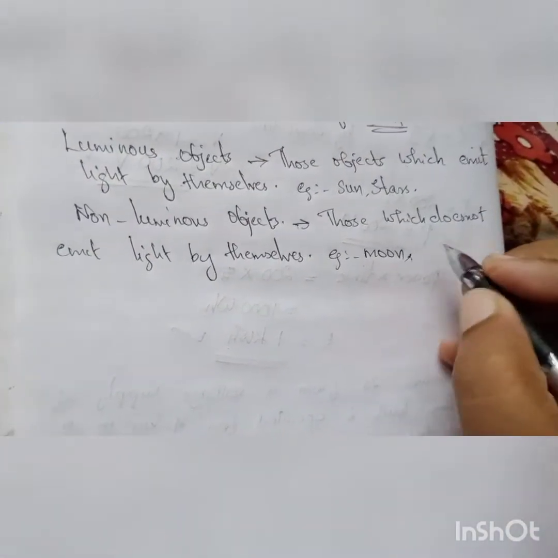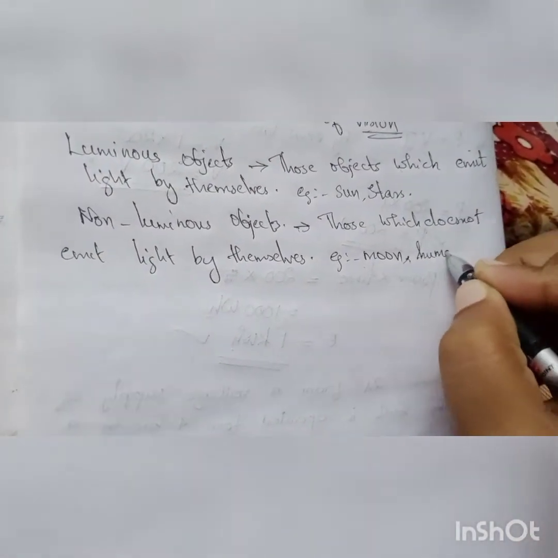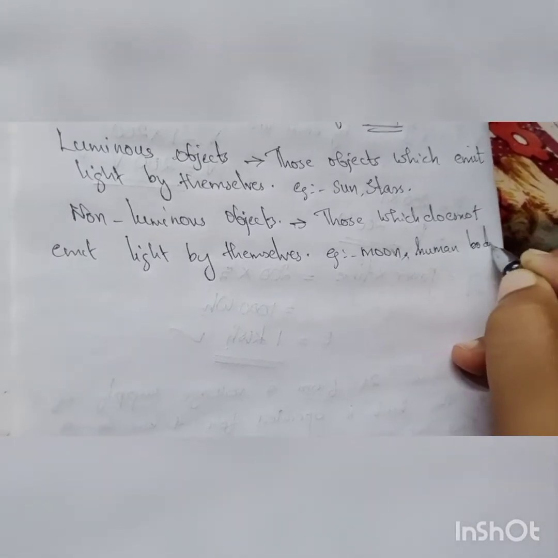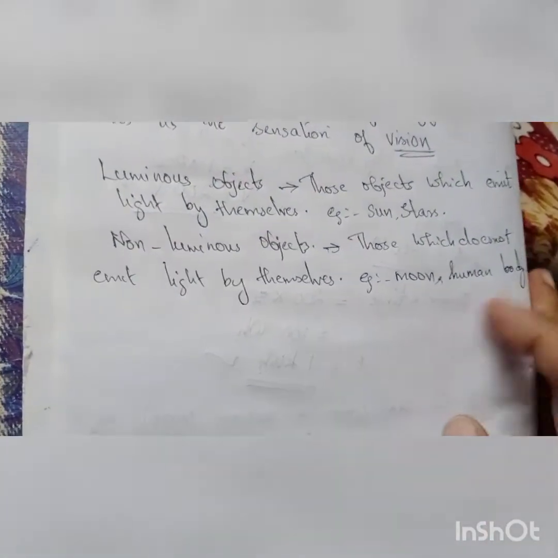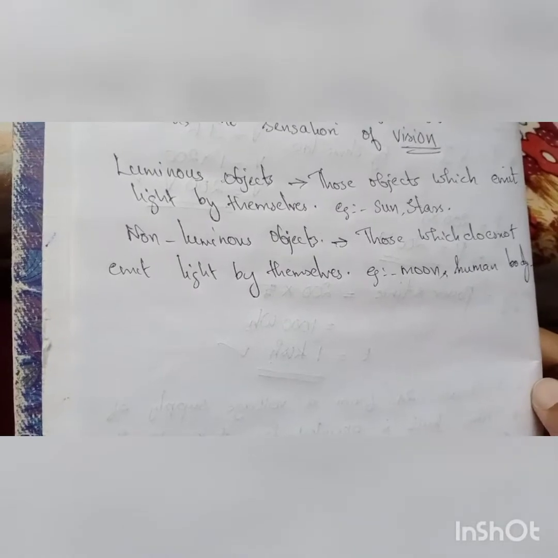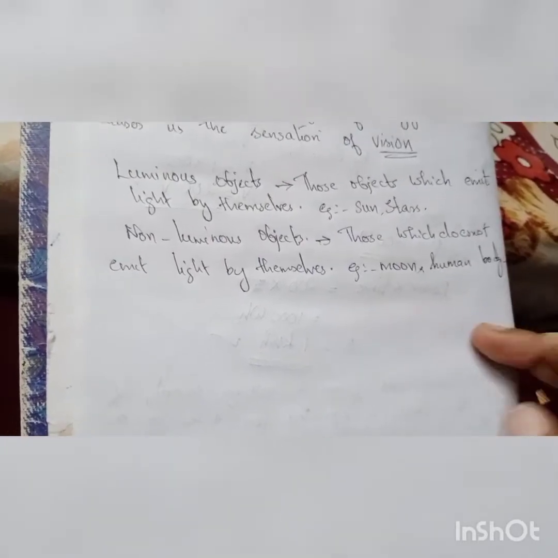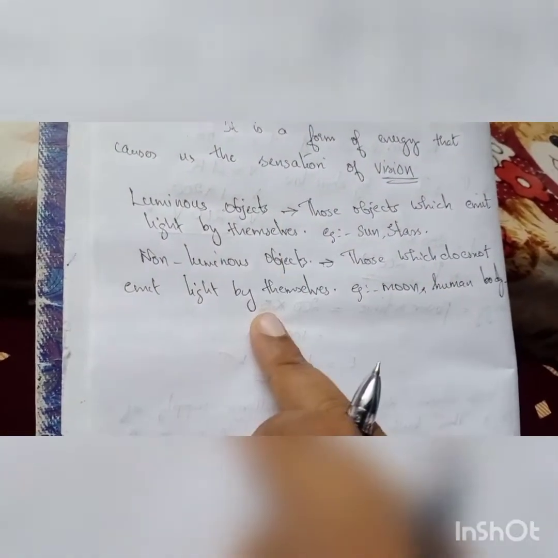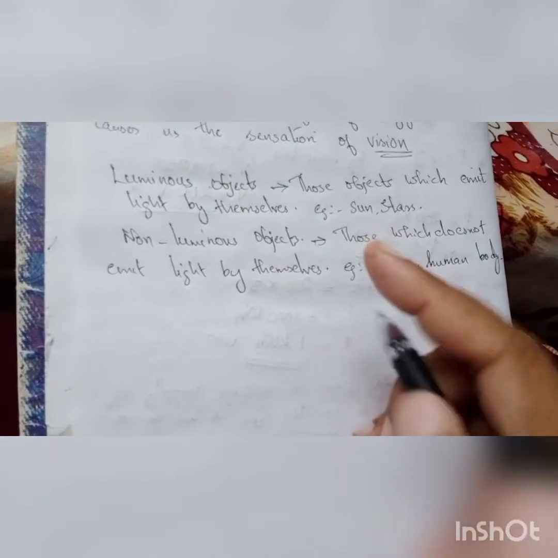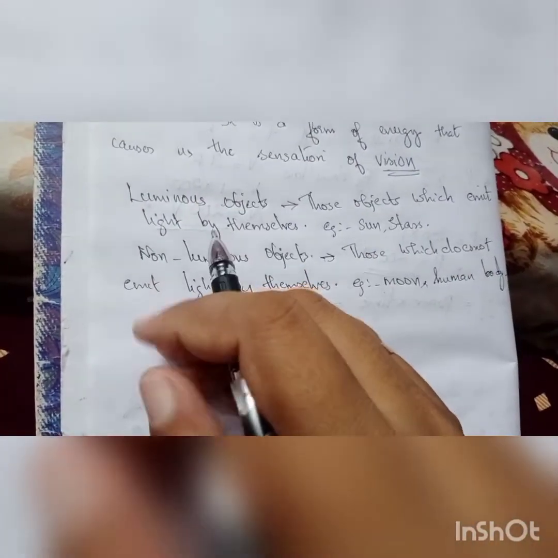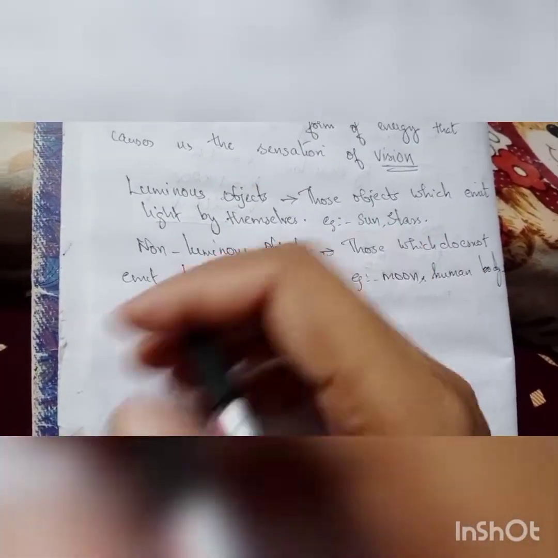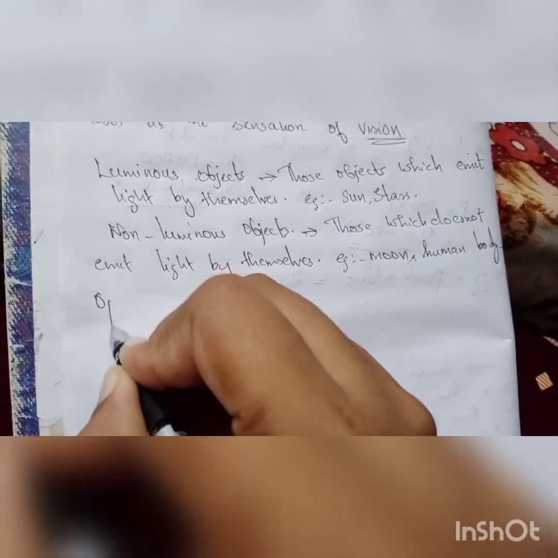For example, the human body is also non-luminous. We don't have any light, right? Except in the films we see some supernatural characters who emit light, but in real life it is not possible, right? So this is what is called luminous object and non-luminous object. Again, we can classify the objects based on different categories.